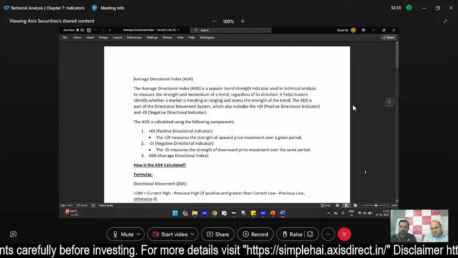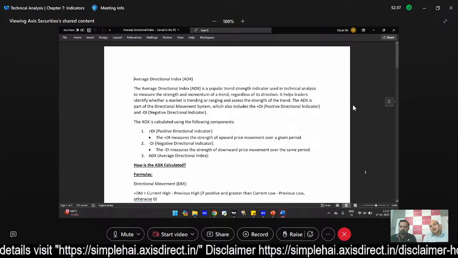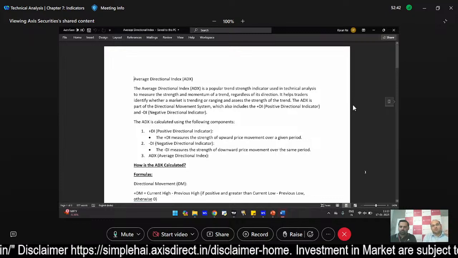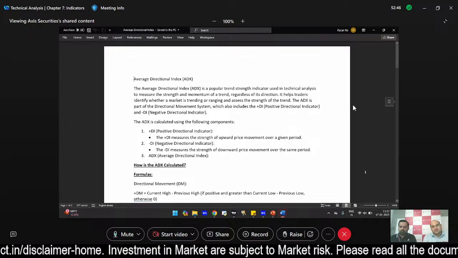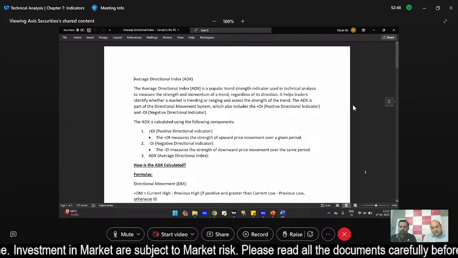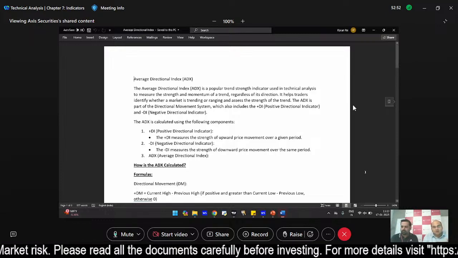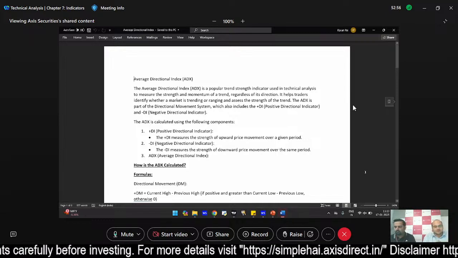अगर आपका प्राइस ऊपर जा रहा है and your ADX is going higher, that means there is strength in your up move. अगर आपका प्राइस नीचे जा रहा है and your ADX is going higher, मतलब there is strength in the down move. अगर आपका प्राइस ऊपर जा रहा है, your ADX is falling, मतलब it is lacking strength. And vice versa. So अगर आपका prices are say going down and your ADX is also going down, मतलब there is again a lack of strength in the down move.